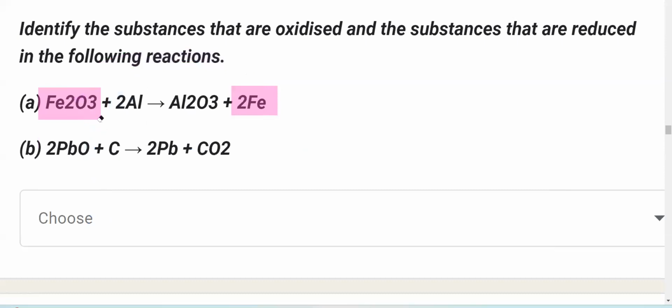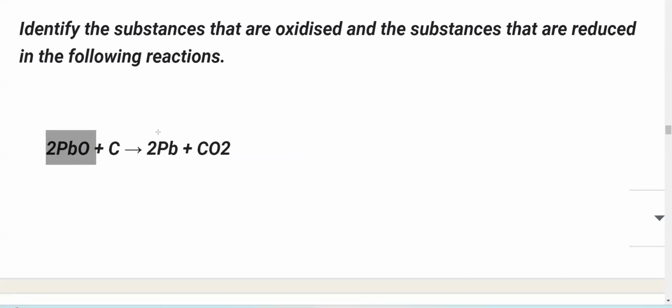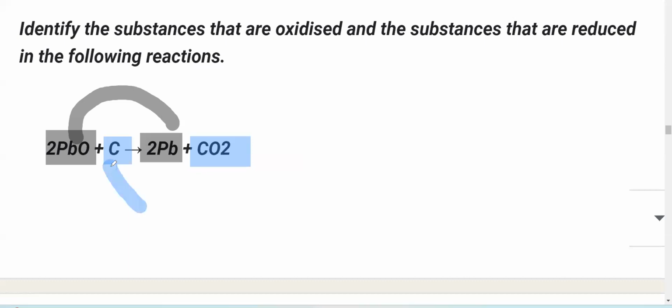Now the second part of this. What does the second part say here? The B part. The same thing we have to identify. The first reactant is lead oxide. As you can see, lead oxide is losing oxygen, turning into lead. So we can say this is getting reduced. Carbon is gaining oxygen to turn into carbon dioxide. Therefore, it is the substance getting oxidized. One last time, the substance getting oxidized is the reducing agent, and the substance which is getting reduced is the oxidizing agent.